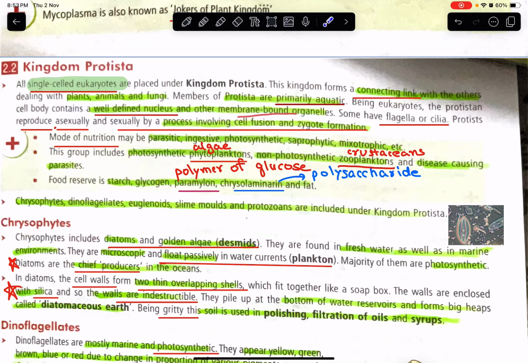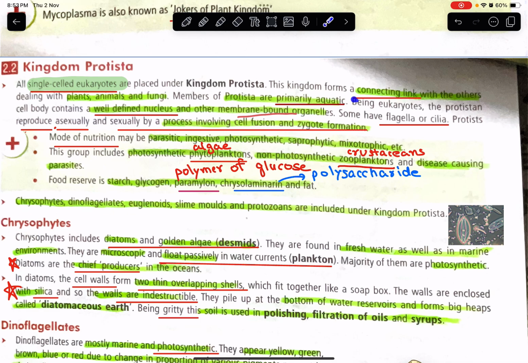Hello students, today we will do Kingdom Protista. So let us begin. Kingdom Protista includes all the single-celled eukaryotes. What does this mean? Single cell means they have only one cell. These are not multicellular. And eukaryotes means they have a true nucleus. So the organisms which have a single cell and a true nucleus are placed under kingdom Protista.